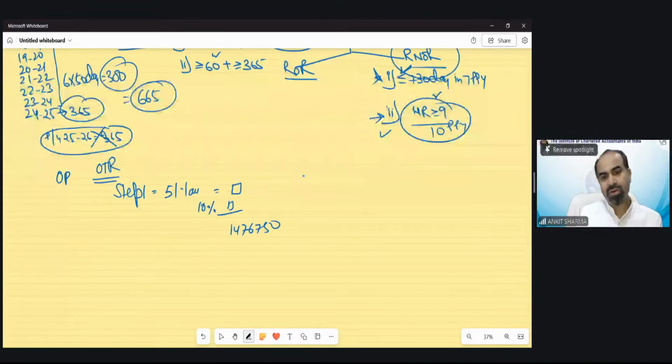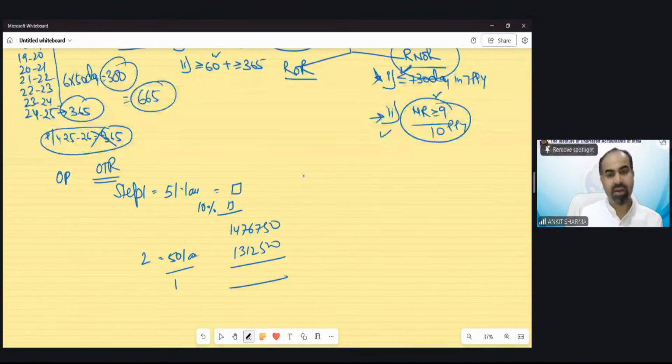That would be your tax, and that would come to 1476750. Step number 2, you have to calculate tax on 50 lakh rupees income. That would be 1312500. The difference of income is 1 lakh, and the difference of tax is more than that, 164240. So the difference would be marginal.